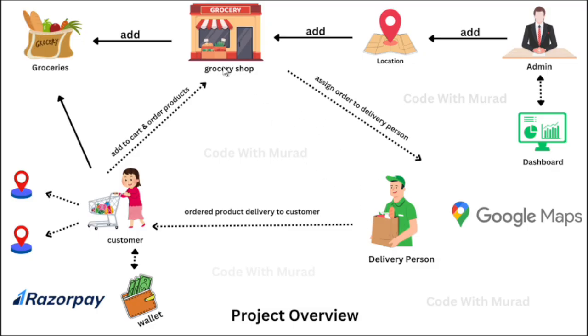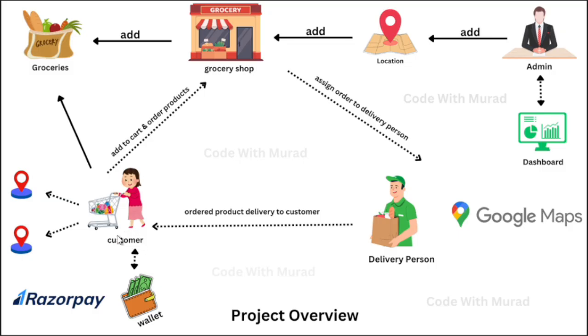It depends upon the grocery shop. He can add multiple delivery persons into his grocery shop. And whenever he gets the order from the customer, the grocery shop can select the delivery person to deliver the product to the customer. And definitely we have integrated Google Map. So the delivery person can use Google Map also for delivering the product to the customer. Basically he will get the real-time location from the shop to the customer address.